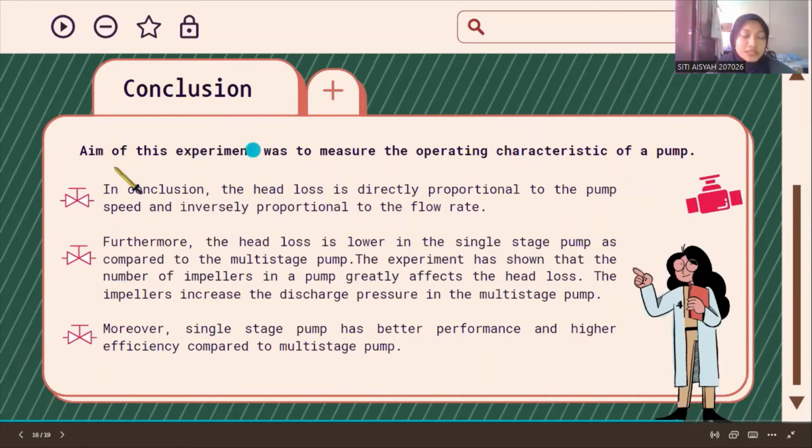In conclusion, the aim of this experiment was to measure the operating characteristics of a pump. Head loss is directly proportional to the pump speed and inversely proportional to the flow rate. The head loss is lower in a single-stage pump as compared to multi-stage pump. The experiment has shown that the number of impellers in the pump greatly affects the head loss. The impellers increase the discharge pressure in the multi-stage pump. Moreover, single-stage pump has better performance and higher efficiency compared to multi-stage pump.